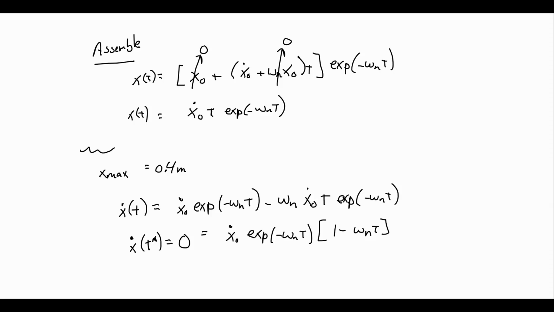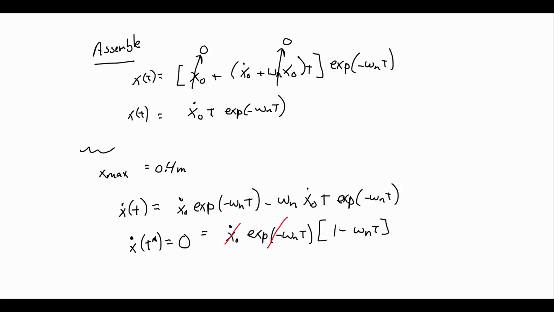I can divide through by x naught dot because it's not going to be 0. Because if the initial velocity were 0, this would not be an interesting problem. Nothing would be happening. So I can safely divide through by that because that will never be 0. Also, I can divide through this exponential term because there is no value of t that will make that exponential 0. Even as t goes to infinity, it approaches 0, but it will never be exactly 0. So I can actually safely divide through by the exponential as well.